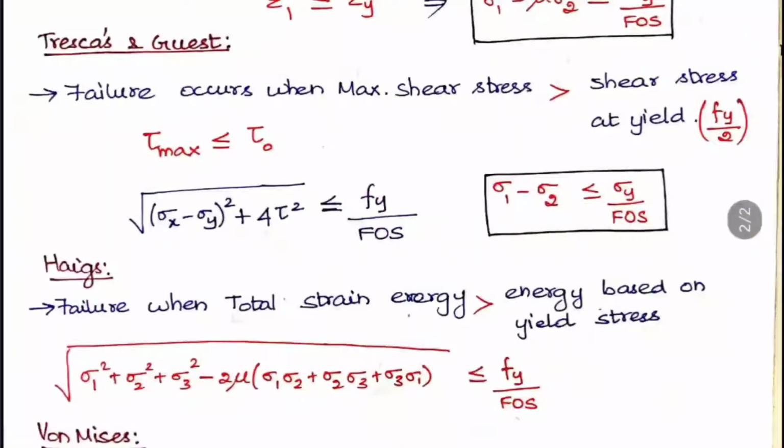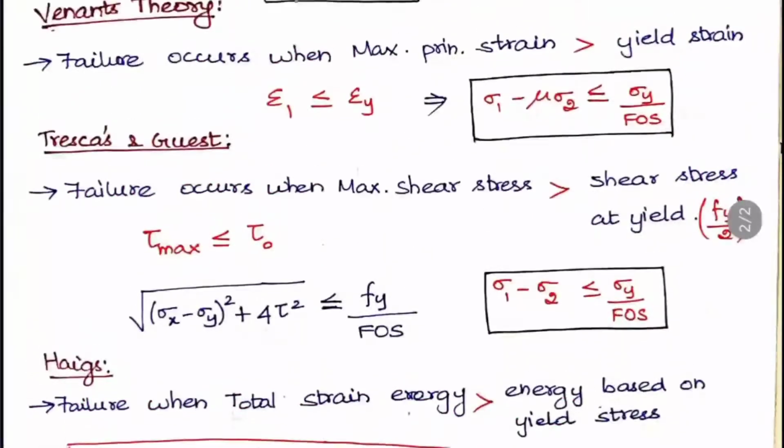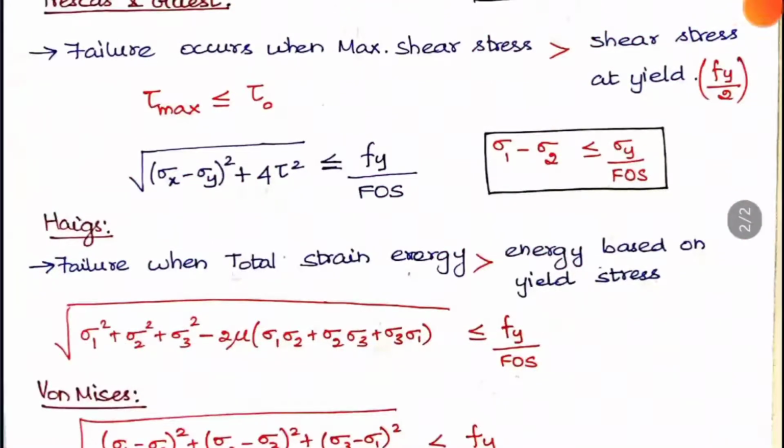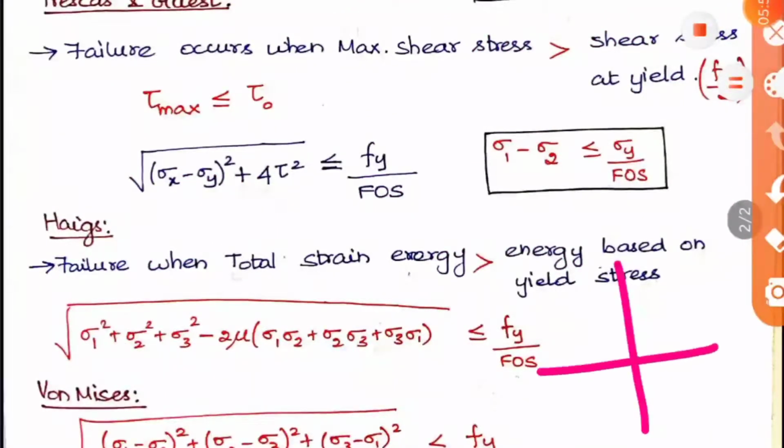And the fourth one is Haigh's theory. So here when the failure happens, the total strain energy becomes greater than the strain energy at the yield stress. Okay, so here this is the formula: root of sigma 1 square plus sigma 2 square plus sigma 3 square minus 2 mu times sigma 1 sigma 2 plus sigma 2 sigma 3 plus sigma 3 sigma 1 should be less than or equal to Fy by factor of safety. So here the yield locus will be in an elliptical shape. Okay, so the shape of the yield will be happening like this.